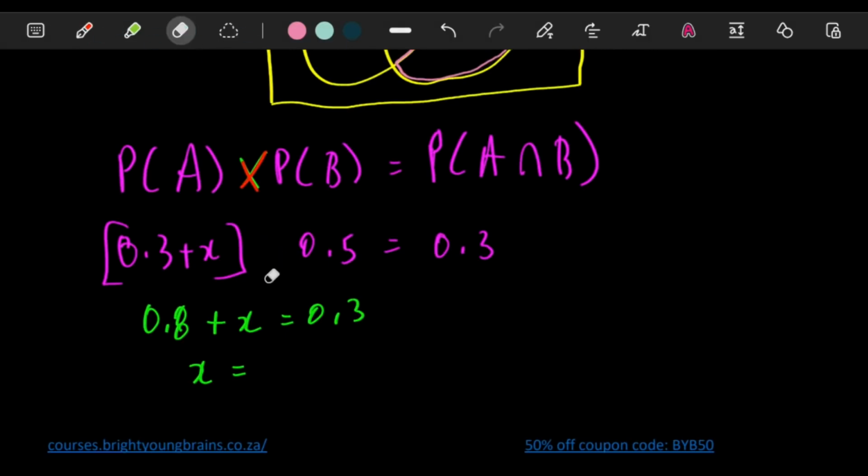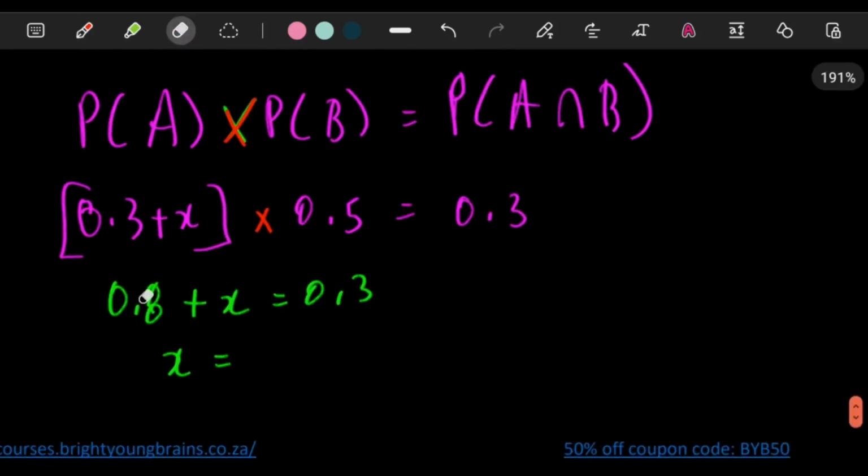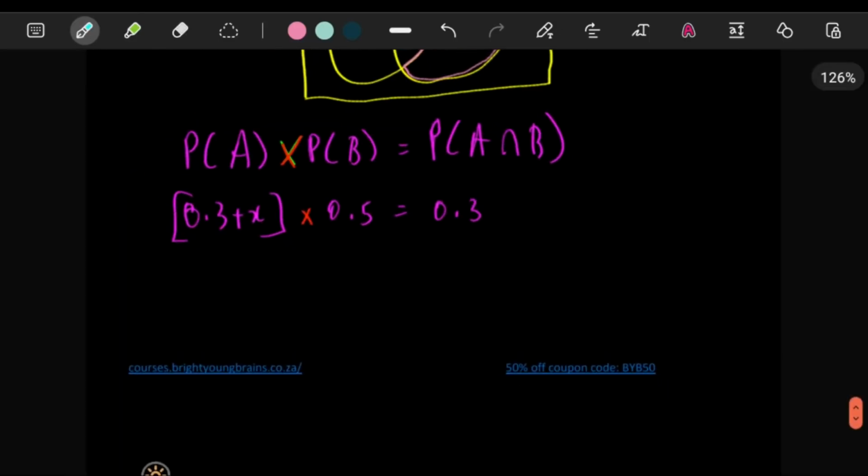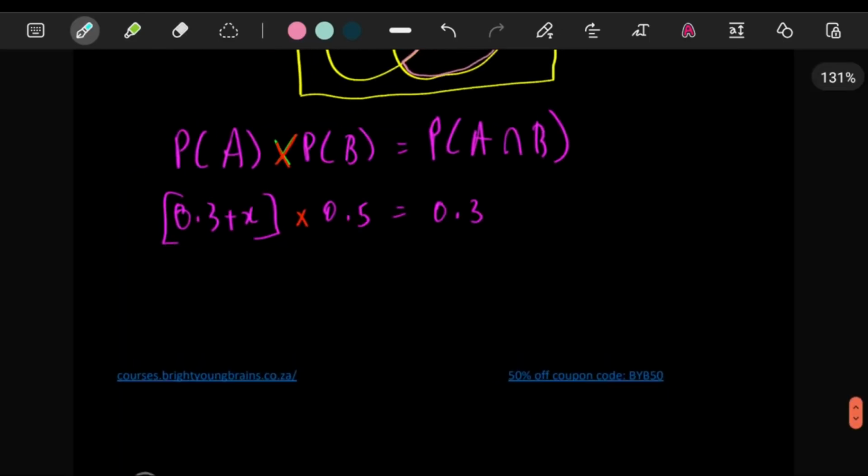Anyways, let's just put the times over here in the middle. Let me remove this, and then let's carry on. You have to multiply inside. You see 0.3 times 0.5. What are you going to get? 0.3 times 0.5 is 0.15.